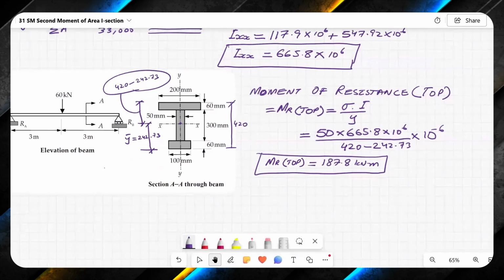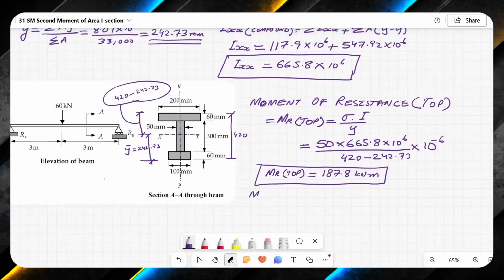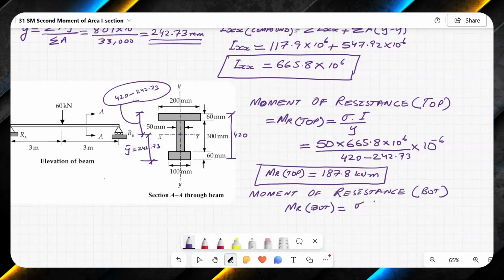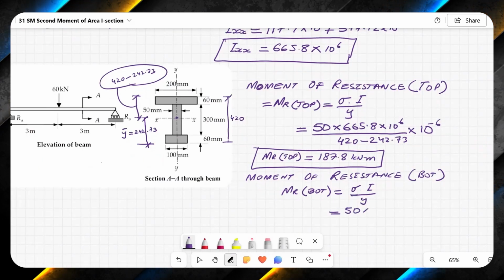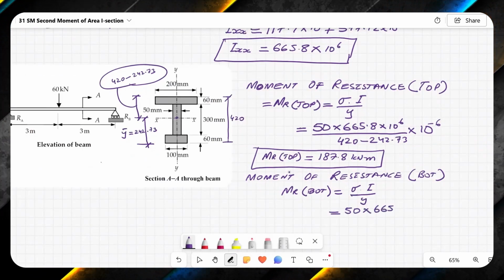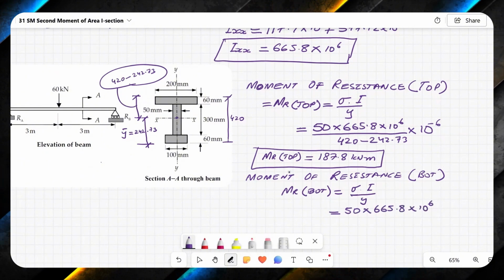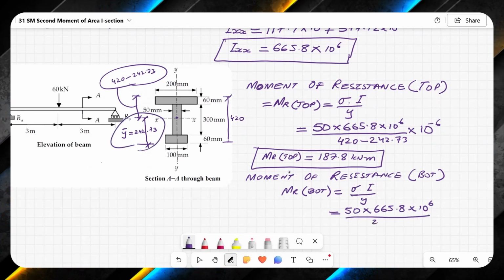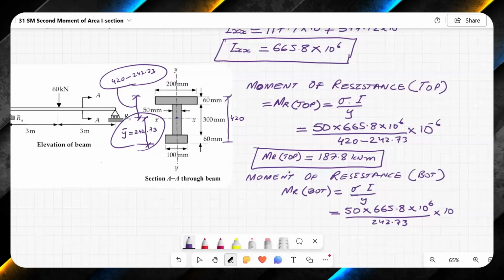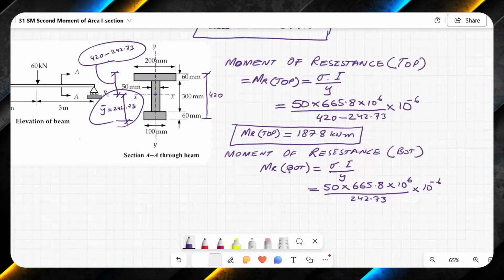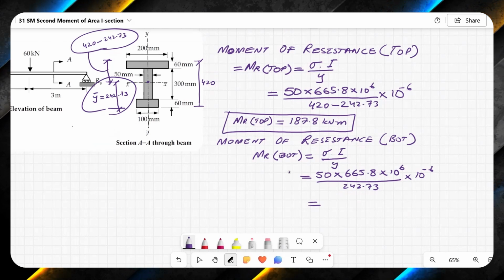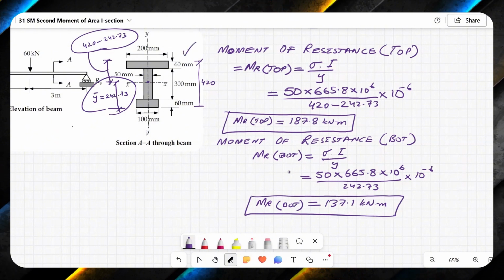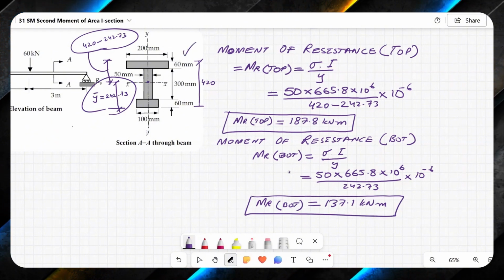This is MR top. And similarly, moment of resistance bottom, MR bot, is equal to sigma into I over Y. Sigma is 50. I is 665.8 into 10 raised 6 divided by, from bottom, the value is this one, 242.73. And the entire bit, I want to convert it into kilonewton meter. This will give me 137.1. As expected, because there is more material on the top side, it will have more moment of resistance.